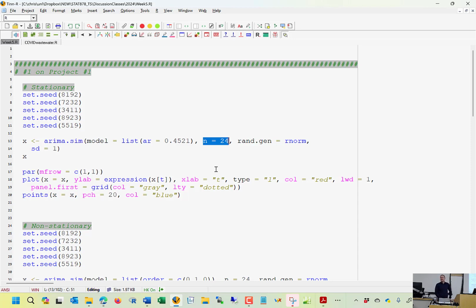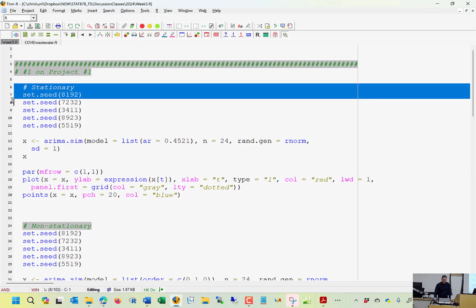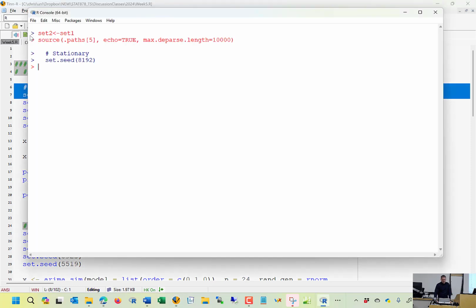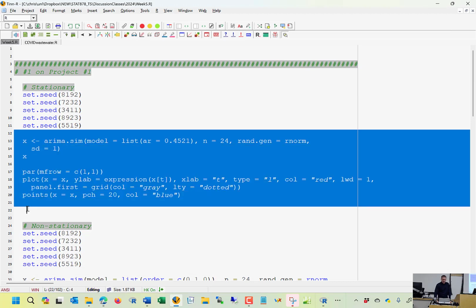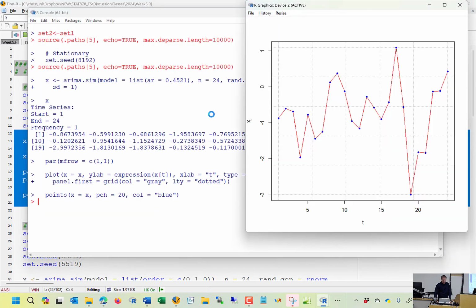In the project, sometimes I said you only have n equal 25. I don't know why I said 25. It was actually 24. So sorry if I put that in your project. The white noise part is going to be from a normal distribution with standard deviation of 1. It doesn't matter what my standard deviation here is. It's just going to change how spread out the points are. And so let's, first of all, just set a seed. Okay. And let's simulate the data and do a plot of the time series.